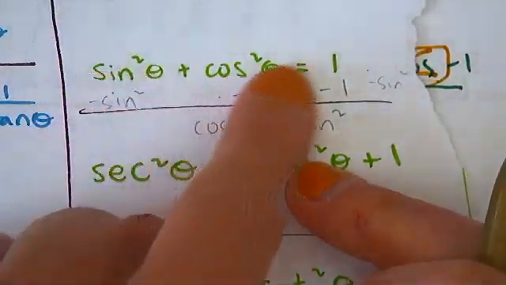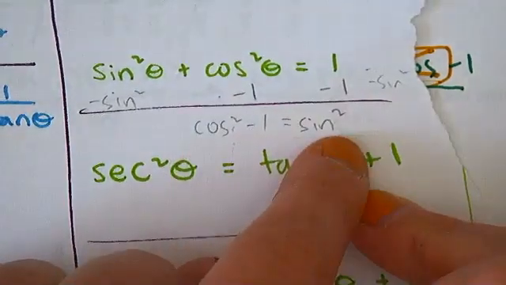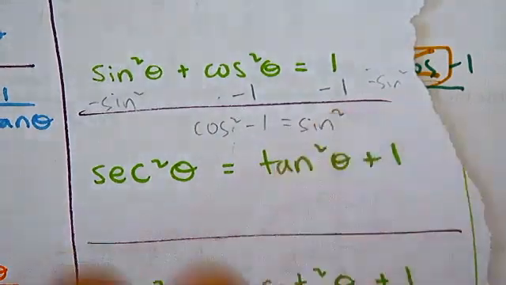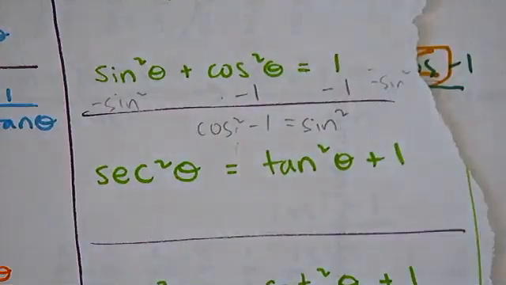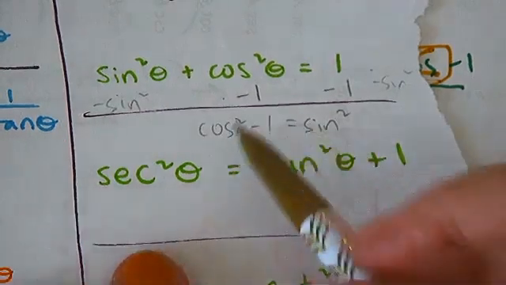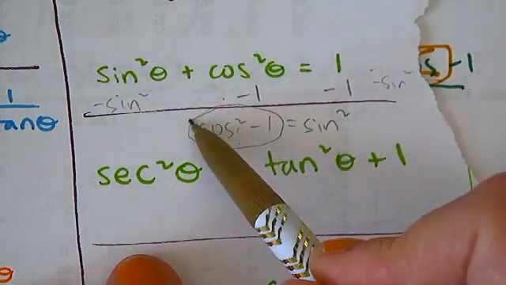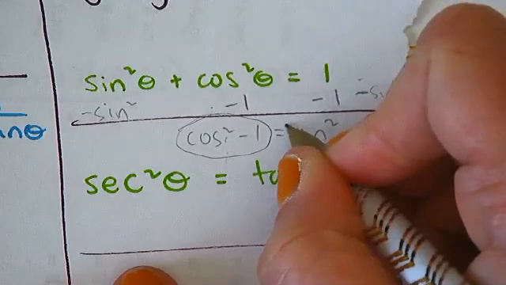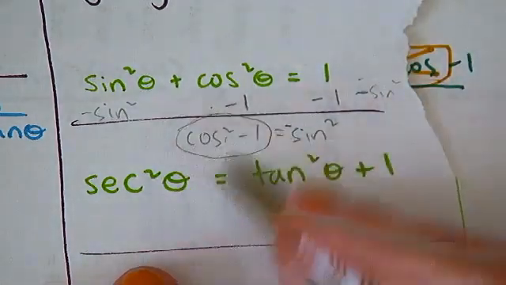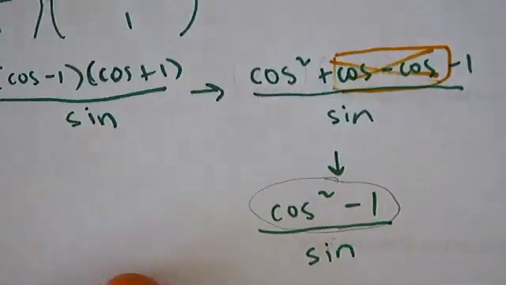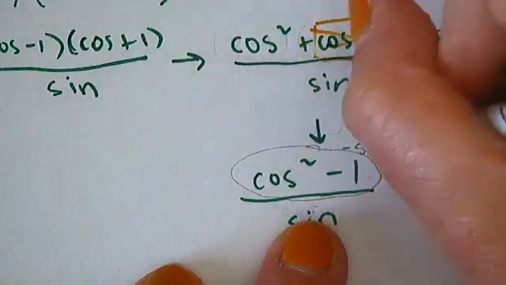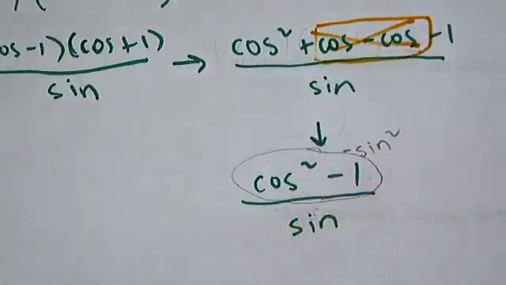So this is a Pythagorean identity, but guess what? So is this. These two are equivalent. Cosine squared minus 1 equals negative sine squared. I got that from my original trig identity. So can I substitute cosine squared minus 1 over here with something I see here? Yeah, cosine squared minus 1 equals negative sine squared. So I can replace this cosine squared minus 1 with a negative sine squared. That's substitution. They are the same thing.